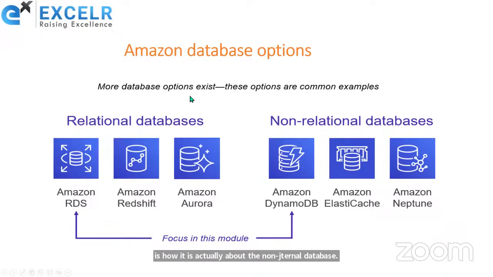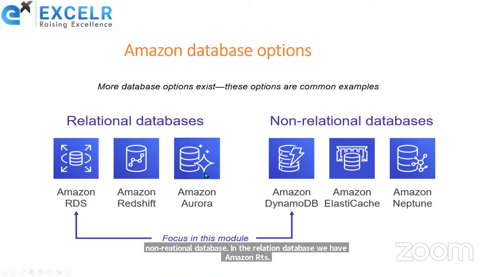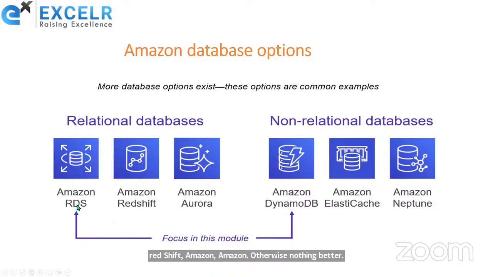So within Amazon, there are different database options which the cloud provides. That is relational database and non-relational database. In the relational database, we have Amazon RDS, Amazon Redshift, Amazon Aurora. Amazon Aurora is Amazon's proprietary tool. Okay, Amazon RDS also supports external third-party tools like MySQL, PostgreSQL, Oracle SQL database and everything. That will come under RDS as well. In non-relational databases, we can see Amazon DynamoDB, Amazon ElastiCache, Amazon Neptune.